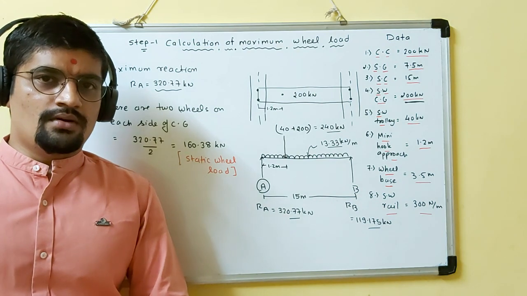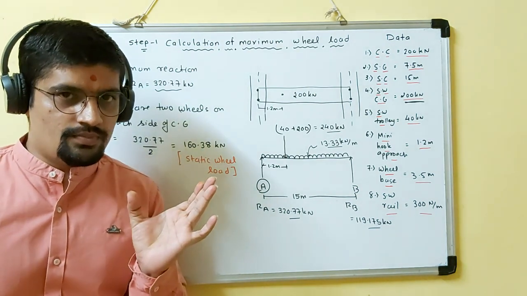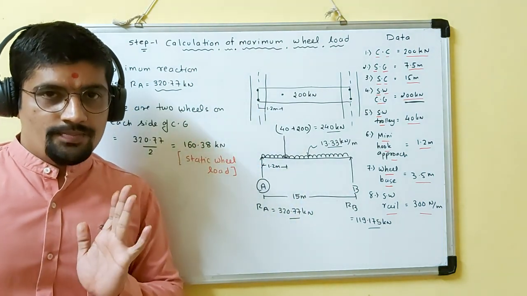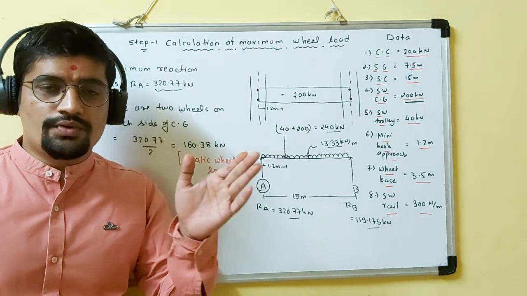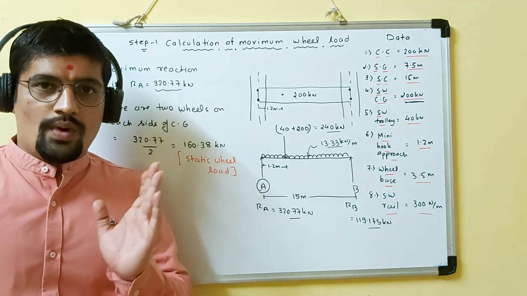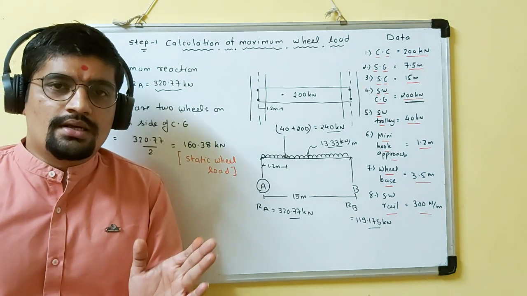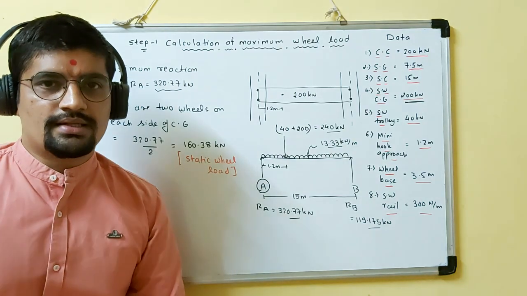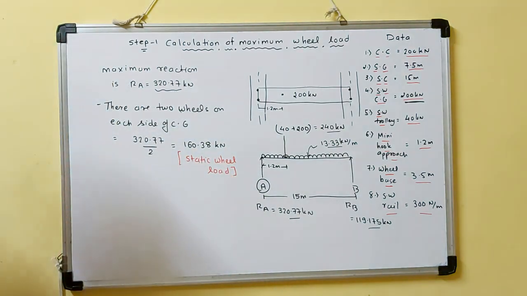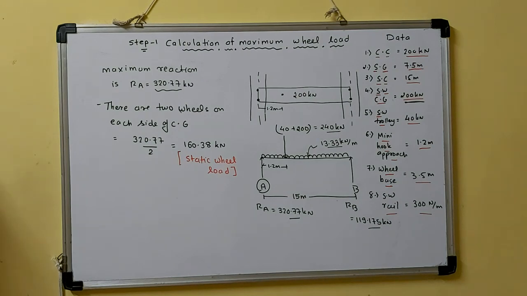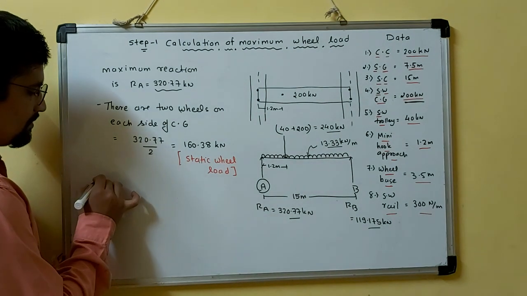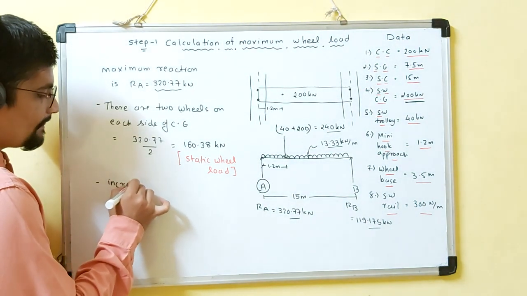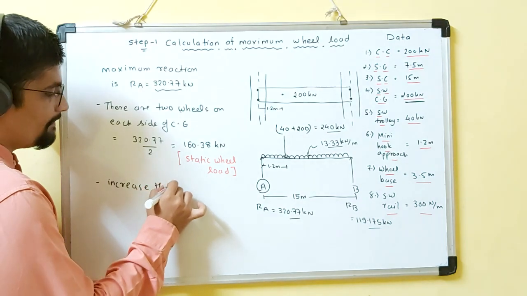Now we start operating the crane. We are going to start the movement of the crane. As I told you in the last lecture, whenever we start or stop the crane, the impact load will occur at the joint of the crane. So after starting, the impact load occurs on the crane. So increase by the impact factor.